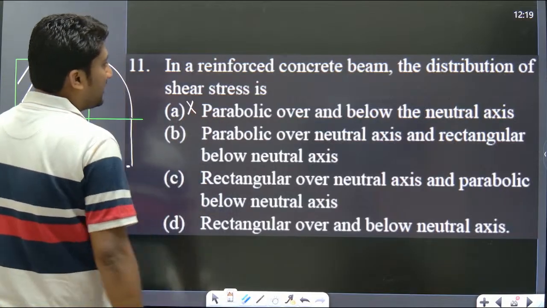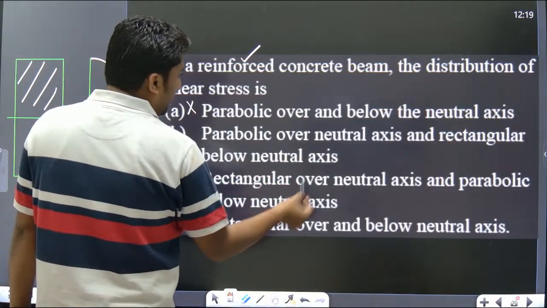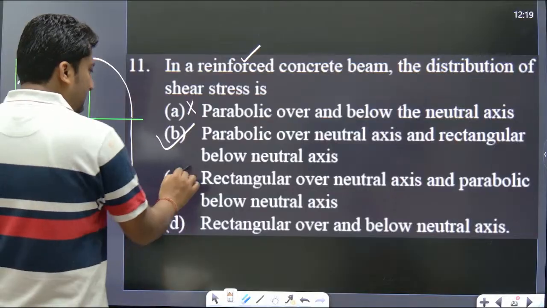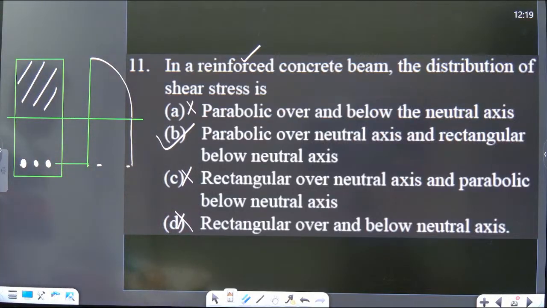In a reinforced concrete beam, the answer will be parabolic over the neutral axis and rectangular below the neutral axis. Rectangular over the neutral axis is wrong. Option B is the correct answer. Understood everyone? Option B is the correct answer.